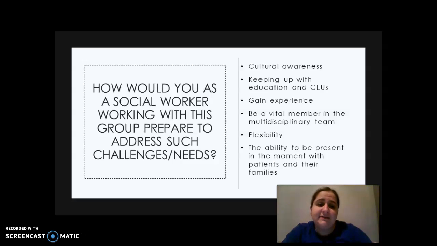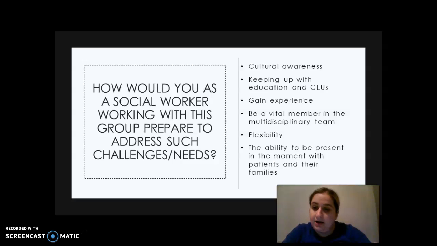I just think of it as if I was the family member discussing hospice or palliative care with the social worker, I would wonder what experience they have when discussing such a serious situation about my loved one. So experience is a big one. And being a vital member of the multidisciplinary team is also a way to help prepare to address these issues, because as the social worker, we have to be flexible. We are advocating for our patient. So it's important for us to make a stand for our patients so they get the proper care that they need.